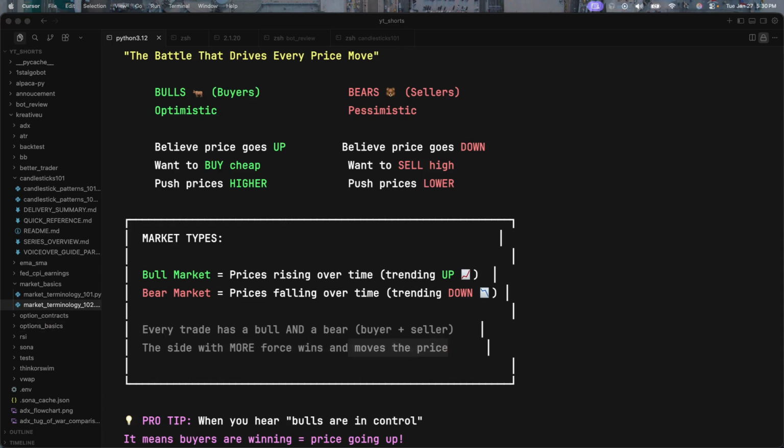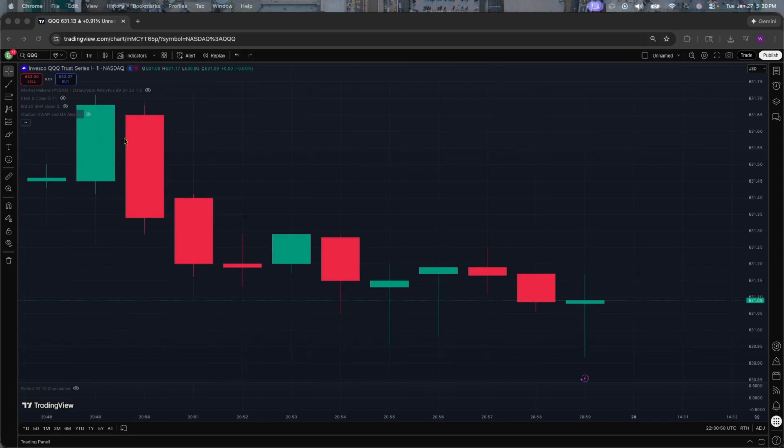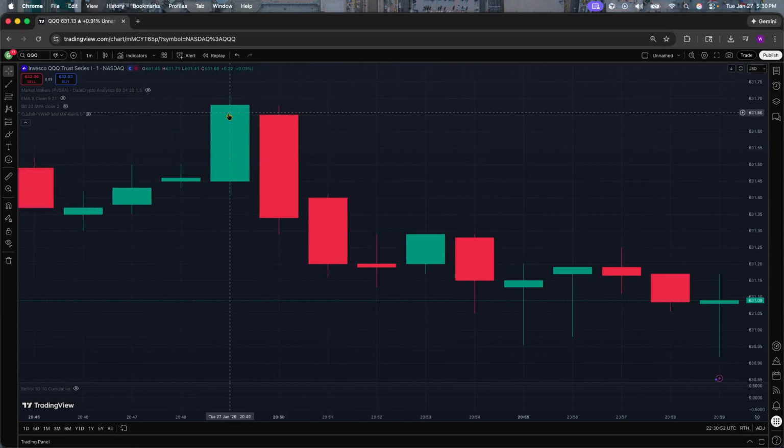So when we're looking at candlesticks, right? So let's jump back over here. The green candlesticks are going to be our bulls or the buyers, right? So their aim is to be able to do what? To push the price up. And then the red candlesticks are going to be our bears or our sellers, and their aim is to be able to push the price down, right?